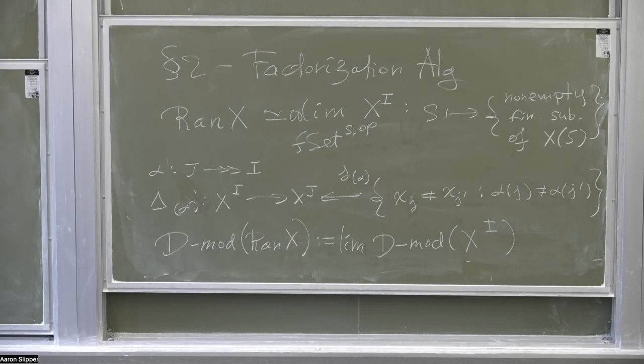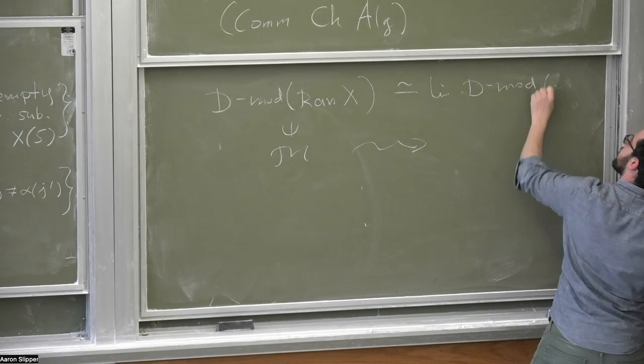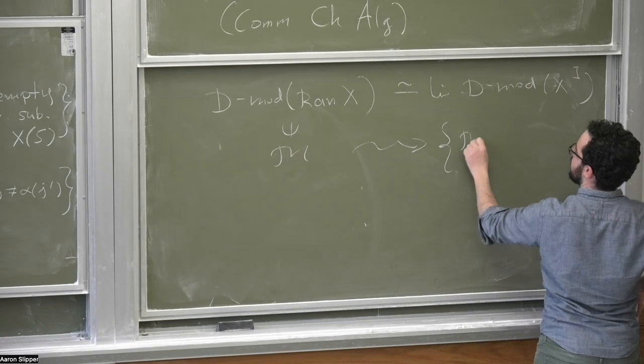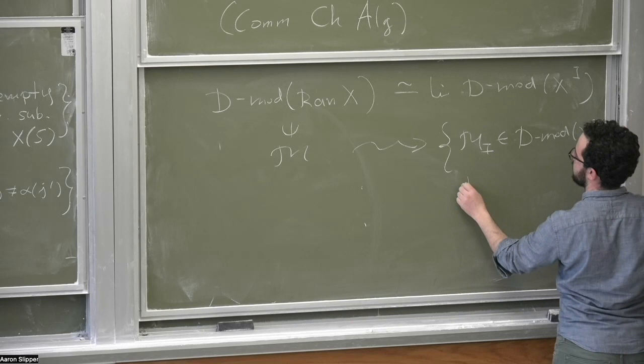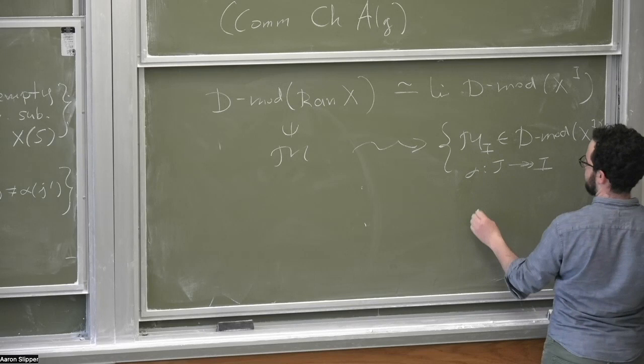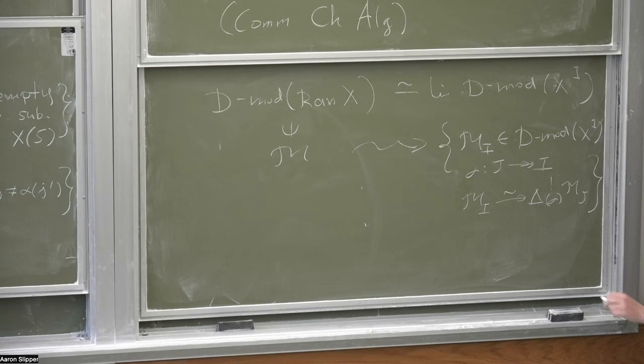So we have a collection of M_I, which is a D-module on X^I. Then for each diagonal map, for alpha from J to I, we need to identify M_I along the diagonal. This is just a D-module on Ran X.